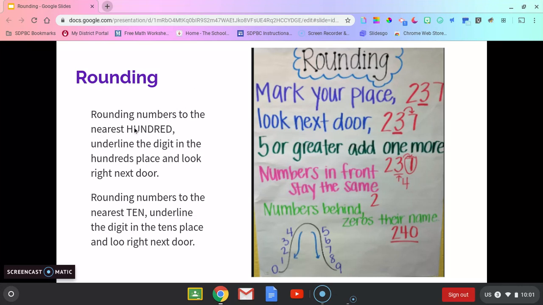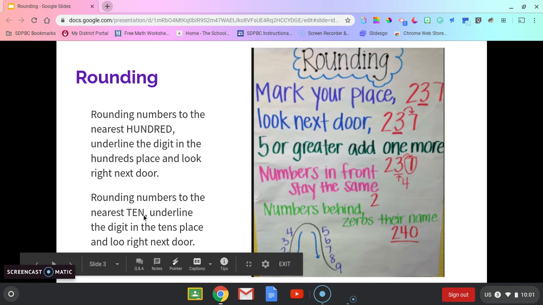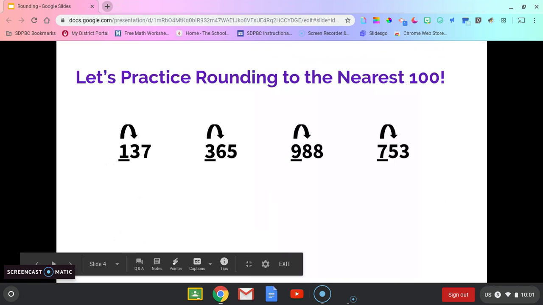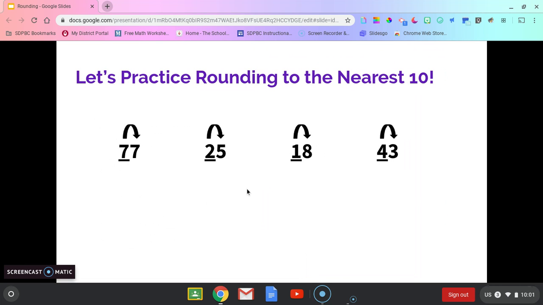So when we're rounding numbers to the nearest 100, underline the digit in the hundreds place and look right next door. When we're rounding numbers to the nearest 10, underline the digit in the tens place and look right next door. That's supposed to say look. All right. So we're going to practice, and I'm actually going to edit this slide as we go. All right, so let's practice rounding to the nearest 10.